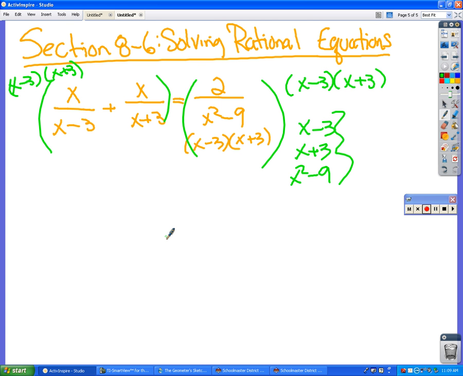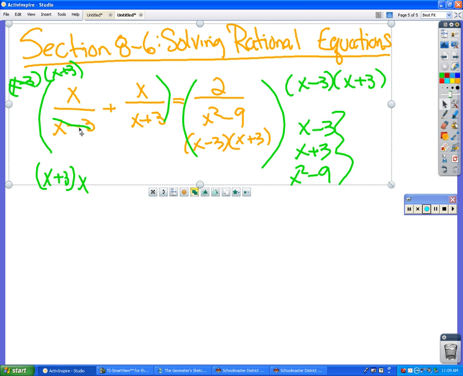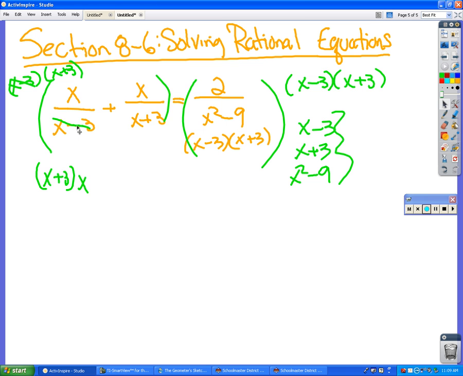Okay? If I multiply x minus 3, x plus 3 times x over x minus 3, what cancels? The x minus 3 and the x minus 3 cancel, right? And so that leaves you x plus 3 times x right there. Okay? Now this is a separate term, so I'm multiplying this again separately.